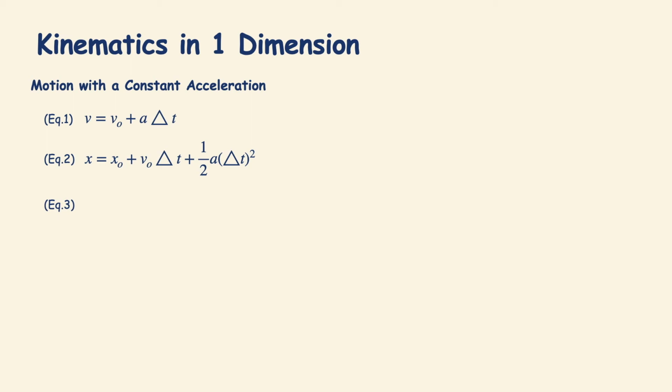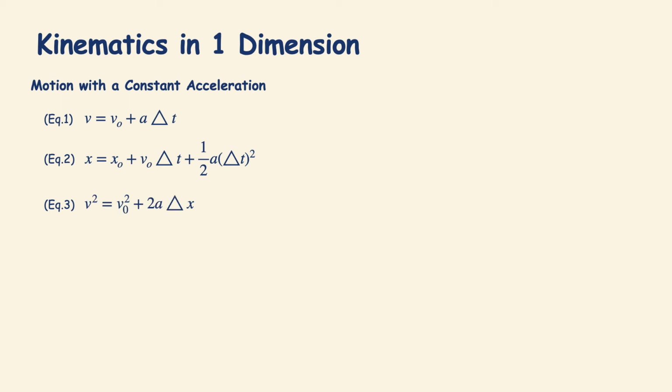Equation 3 is actually an algebraic combination of equation 1 and equation 2. Frequently we have information about the velocity, position, and acceleration, but we don't have information about the time in a problem. So equation 3 gives you a shortcut and saves you the effort to go through 1 and 2, express time from equation 1, substitute in equation 2, and get that relationship. So here's the relationship.